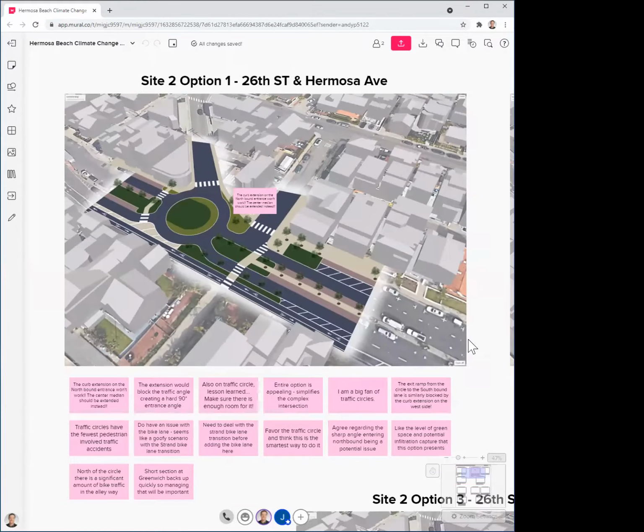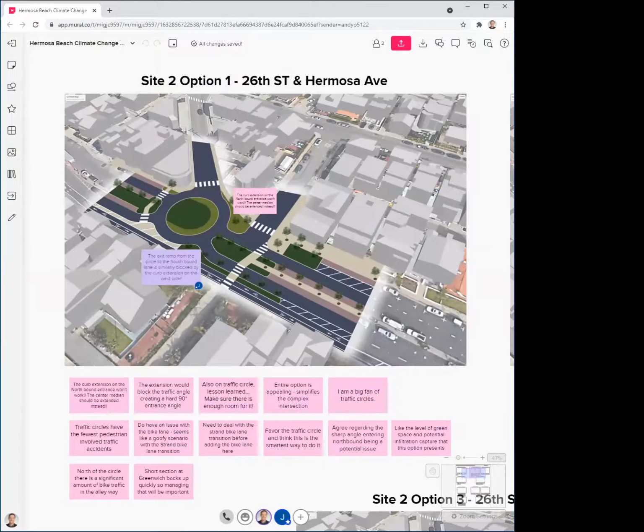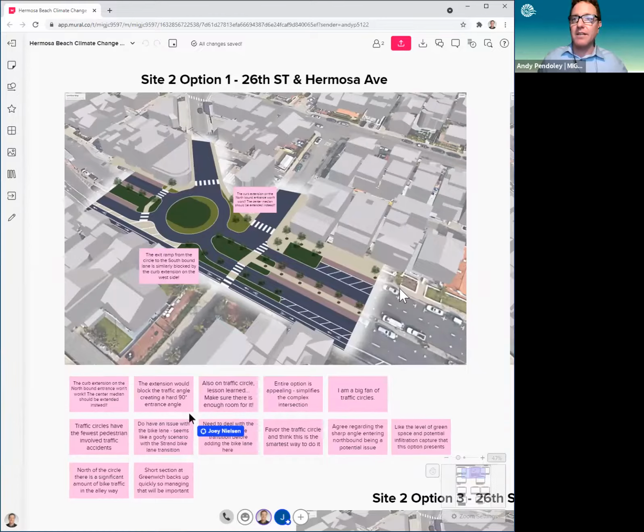You know, so that you can extend the curb from the median a little bit and reduce that curb extension to the west. Great. And then you'll have a better flow coming out of the circle. Great, thank you. Jenny, I don't know if that was mentioned in the stickies down there. I think you did, yeah.